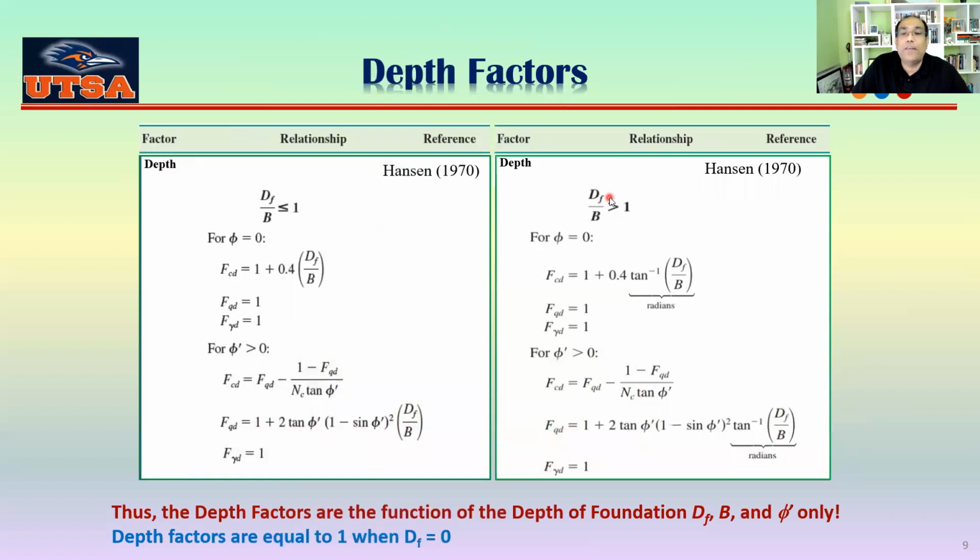Here is your depth factor. Okay, for the depth factor, you have to use two different types of equations. One is for Df/B less than or equal to 1, and the other one is for Df/B greater than 1. Now, if your soil is clay soil, then you use these three equations here. If your soil is c-phi soil or granular soil, then you use this equation. So you can see the depth factor is a function of the depth of the foundation Df, B, and phi prime of the soil.